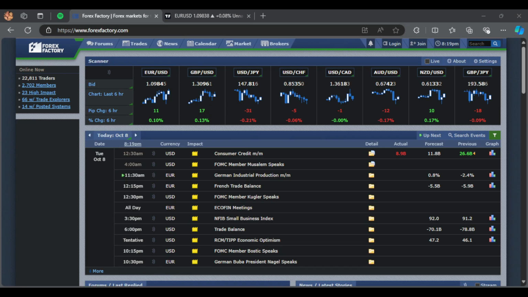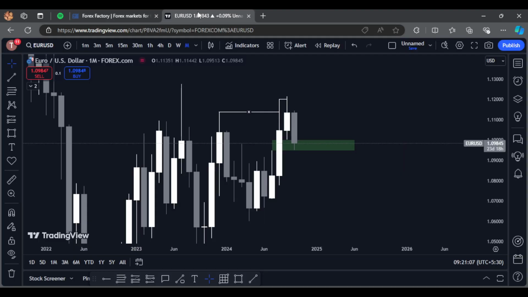Now let's get started. So we are not having any high impact news into the market today. So I'm not anticipating the price to have a really volatile move, and we can have a move somewhat like the previous day. Now let's move to the charts.